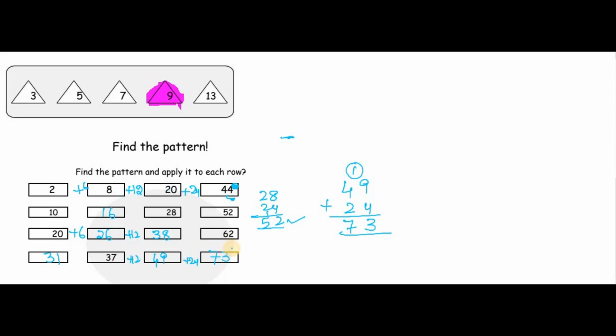Okay, students, simple logic. You are going to do only addition. For the first number you should add 6, you will get the second number. And for the second number, if you add 12, you will get the third number. And to get the fourth number, we should add 24. Okay, this is the pattern for each row, and the same thing we just applied here. We will get the answers for this.